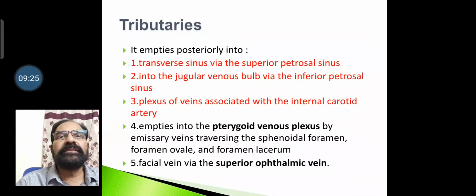Continuing with the tributaries, they empty posteriorly, that is by transverse sinus via superior petrosal sinus, into jugular venous bulb via inferior petrosal sinus, plexus of veins associated with internal carotid artery, empties into pterygoid venous plexus by emissary veins traversing the sphenoidal foramen, foramen ovale and foramen lacerum, facial vein via superior ophthalmic vein.